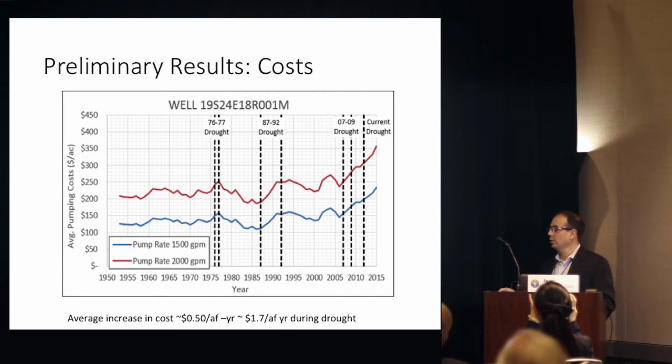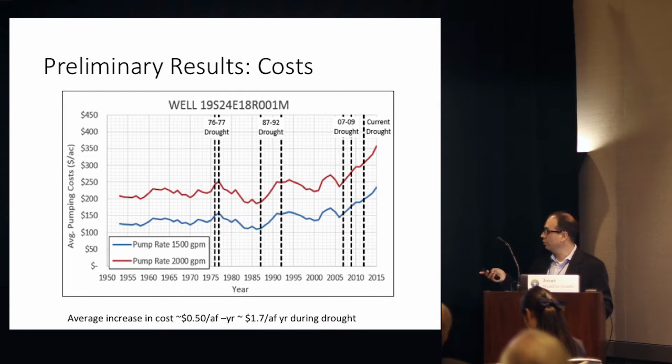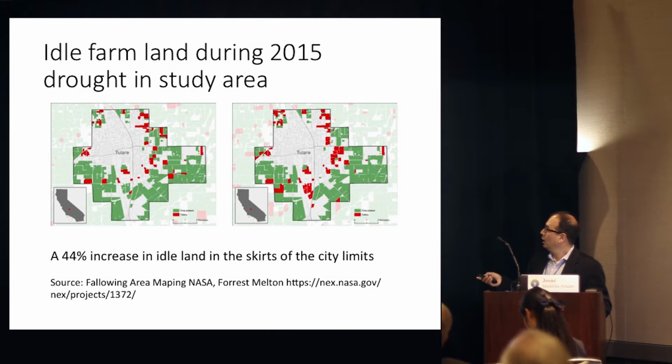So we are talking about close to $2 per acre foot per year in the cost increase somehow here. And so we also use some of the NASA fallowing estimates. And we have here that in the outskirts of the city of Tulare, some of the idle land in 2011, that was a relatively wet year, and some of the idle land in 2015, which is much higher. So there was a 44% increase in the idle land.